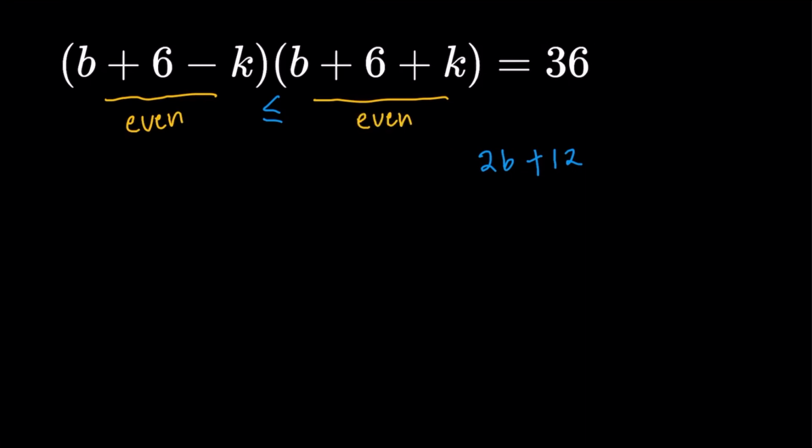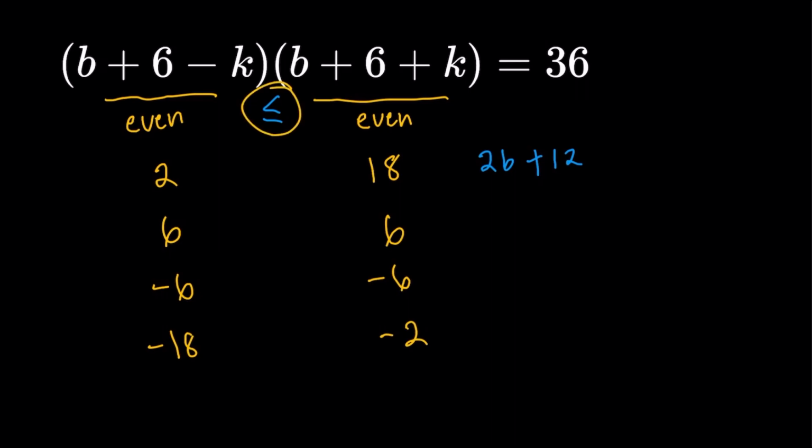So we must find two numbers multiplying to 36, and the two factors must be both even. Doing some listing here, it's going to give me 2 and 18, and then 6 and 6. We must have the condition that the left factor is less than or equal to the right factor. Obviously, b and k are integers here, so it is possible that b is negative, so we must also incorporate the negative factors. Just negate the first and second pair, so it's negative 6, negative 6, and the other pair, negative 18, negative 2. I switched them because I have to maintain the condition that the left factor is less than or equal to the right factor.